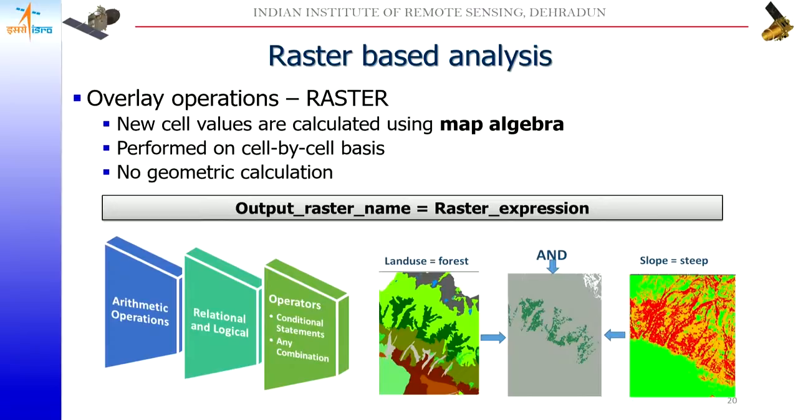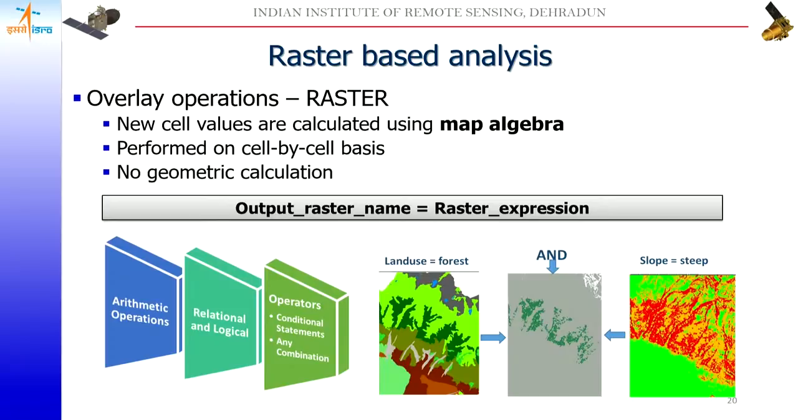Again, in the case of an overlay operation on a raster, it is primarily done using map algebra, wherein our operands are the layers, which we call rasters, and the operators can be various kinds of arithmetic operators, relational and logical operators, or a combination of all. Now these are generally performed on a cell by cell basis. But the important thing is there is no computation of geometry, because we are assuming that all are confined to the same study region having the same pixel size.